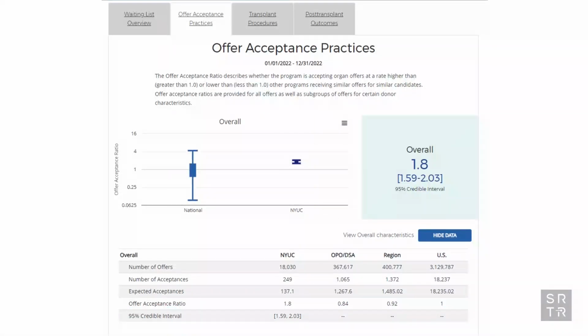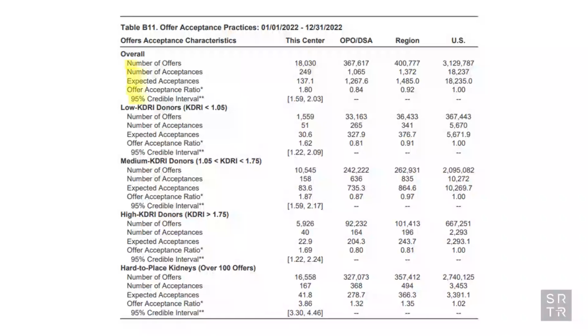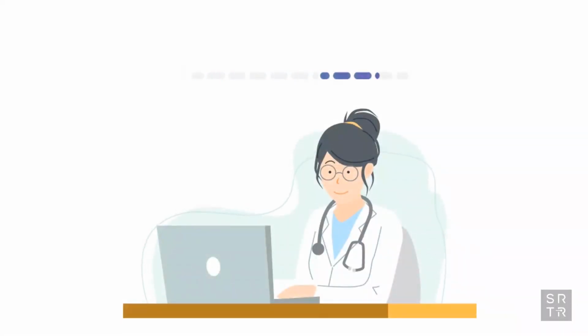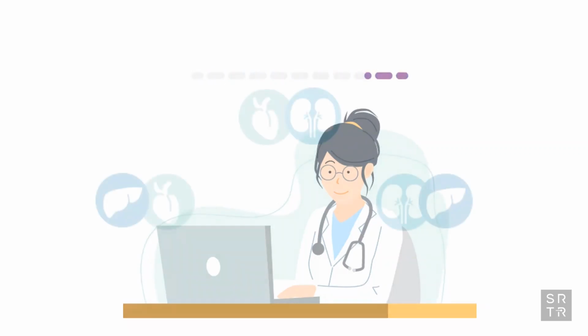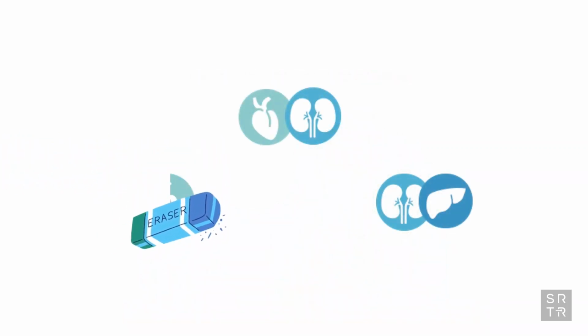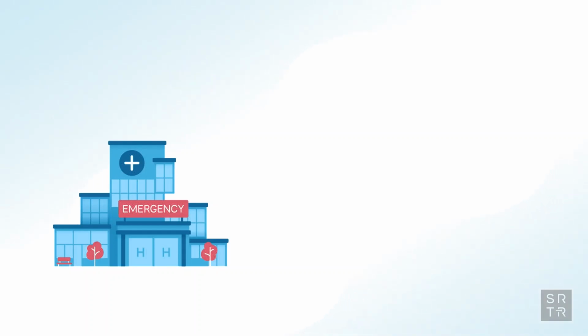In the interactive version of the program-specific report, on the offer acceptance tab, you will find the following measures: number of offers, number of acceptances, expected acceptances, offer acceptance ratio, and 95% credible interval. And the same measures are found in Table B11 and Figures B10 through B14 of the PDF version of the program-specific report. Only offers for organs that were eventually accepted and transplanted by a program are included in the evaluations. This means that offers for eventually non-utilized organs are not included. Offers to candidates listed for multiple organs at the program are not included in the offer acceptance evaluations. Only organs your program accepts and transplants are counted as acceptances.